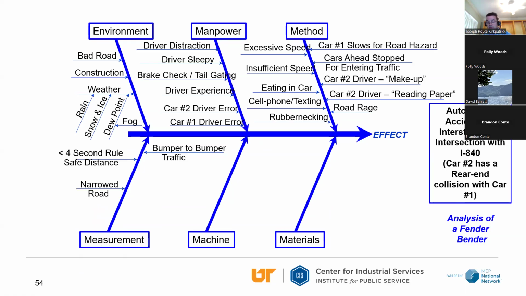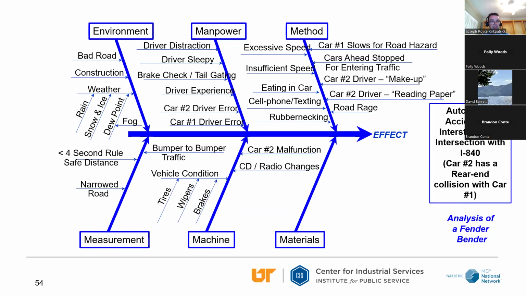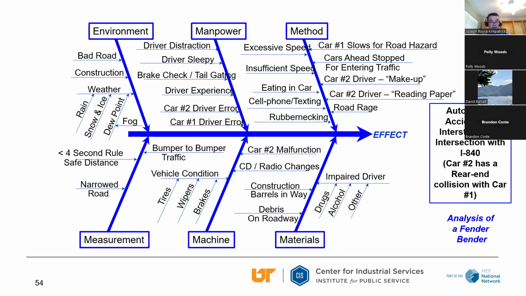Or measurement. There is a 4-second rule that you're supposed to be 4 seconds behind the vehicle in front of you, no matter how fast you're going. It should be 4 seconds to give you enough time to react. Bumper to bumper traffic could be a cause. The vehicle condition: the tires, the windshield wipers, or the brakes. Or it could be an impaired driver or debris on the roadway.